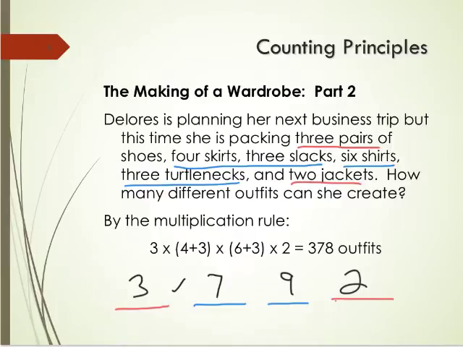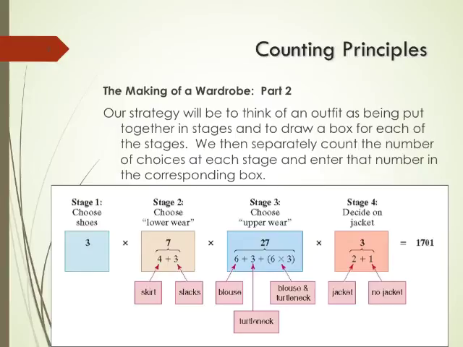We just start multiplying them. And in the end, we end up with 378 outfits. So again, what we did was we figured out our stages. We figured out what went into each stage, and then we just multiplied them. So again, it was easy just to pick our stages, pick what goes in our stages, and then multiply them. This is a little change on the same exact problem.